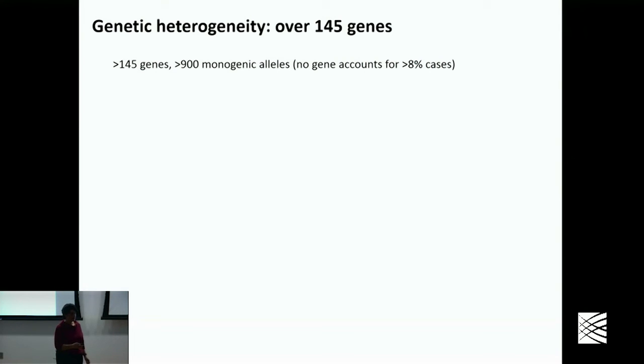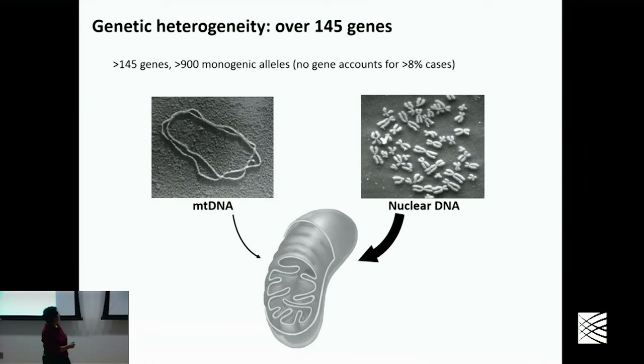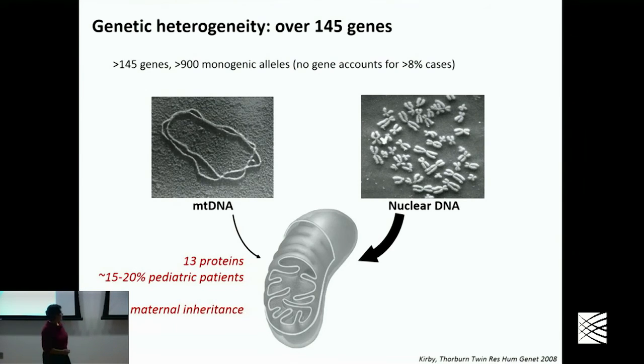Genetically, they're extremely heterogeneous. We call them OXPHOS disease, but it's an umbrella of many rare diseases. There are over 145 genes that cause OXPHOS disease. And this isn't a GWAS with 145 hits of small effect. These are 145 different monogenic diseases giving rise to the same biochemical defect in OXPHOS. There are over 900 monogenic alleles with high penetrance, and no gene accounts for more than 8% of the cases. So it's very genetically heterogeneous.